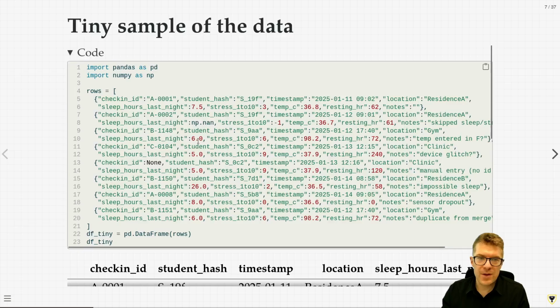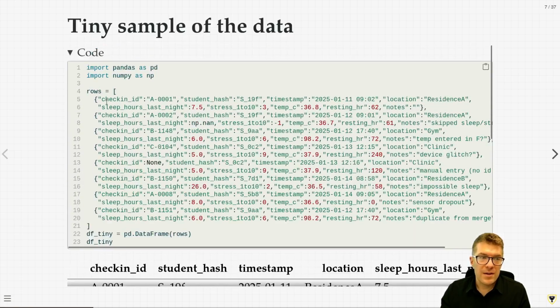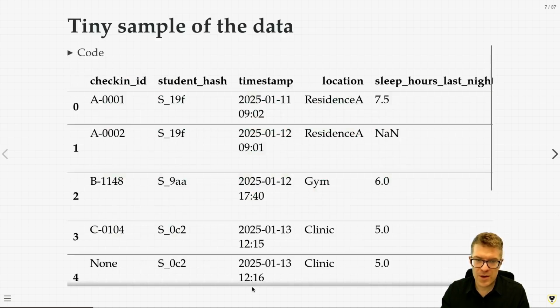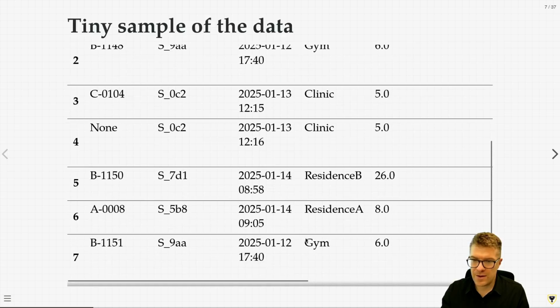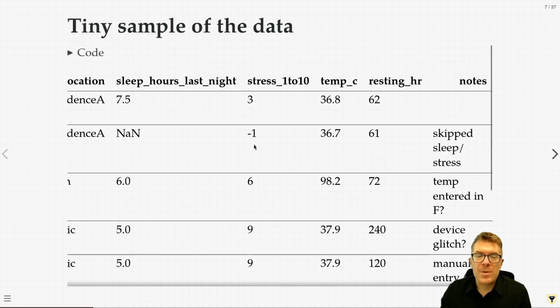So here's a big fictional data set. I've put all this fictional data in rows, put these rows into a data frame, and then just printed it out. So here's a printout of the data. Here's a check-in ID, hash, timestamp, location, sleep hours per night, and so on. And right off the bat, you can see some challenges here.